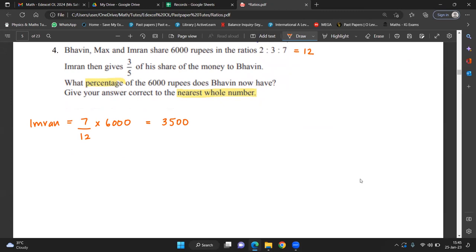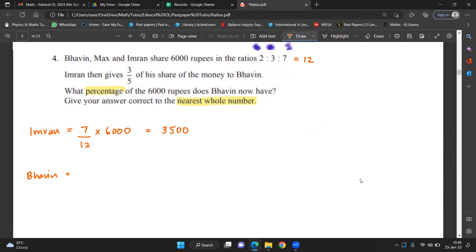The next guy that we have to worry about is Bavin. How much did Bavin get? Eliza, what's the formula? What is Bavin's share? 2/12 into? What's the answer? How much? 1,000. Imran got 3,500. Bavin got 1,000.